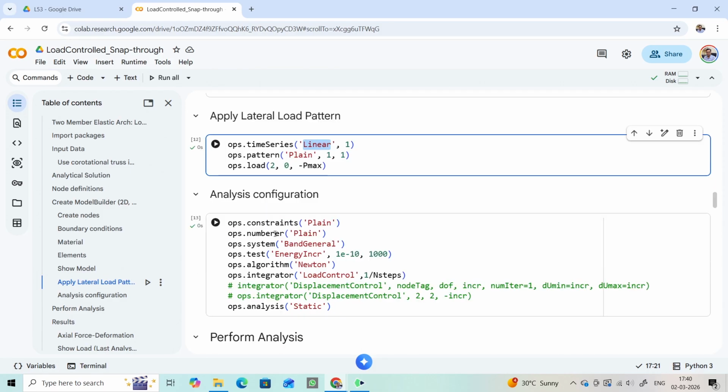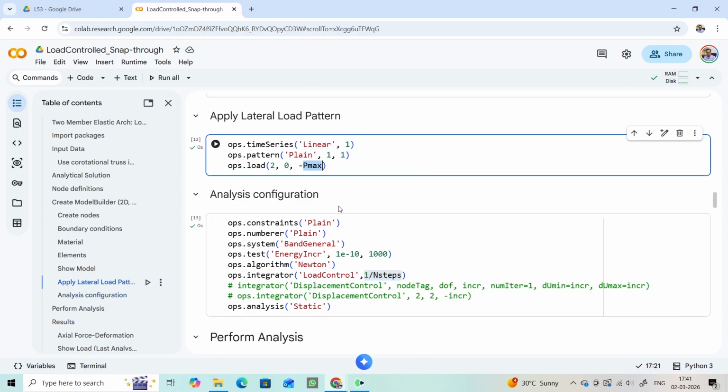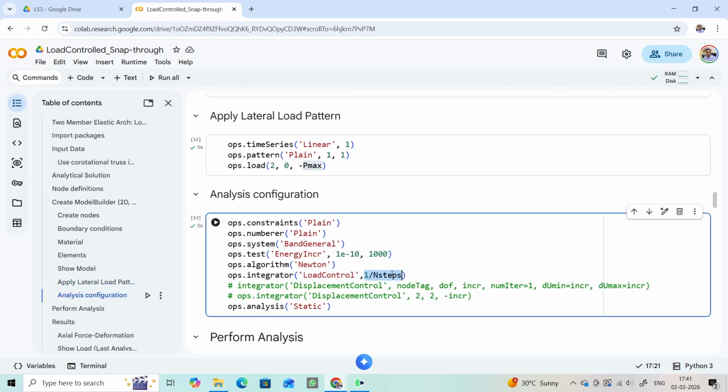Okay. Here is the analysis configuration. I am doing load control. In the previous example, that was displacement control. Now I am doing load control. In how many steps am I applying the load? I am applying the load in n steps. So this is a factor lambda, which is 1 divided by n steps. That means at each step I am applying a load P max multiplied by 1 divided by n steps. This much load I am applying in each step.